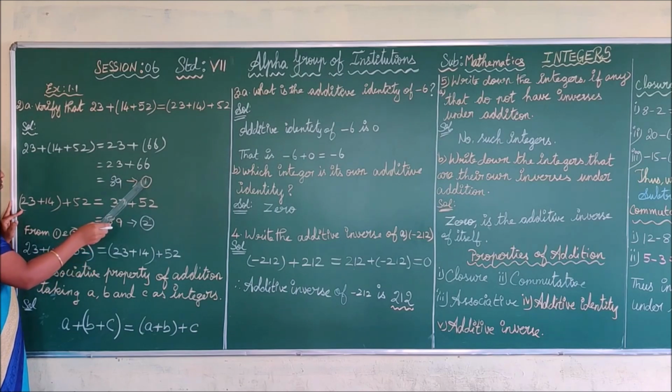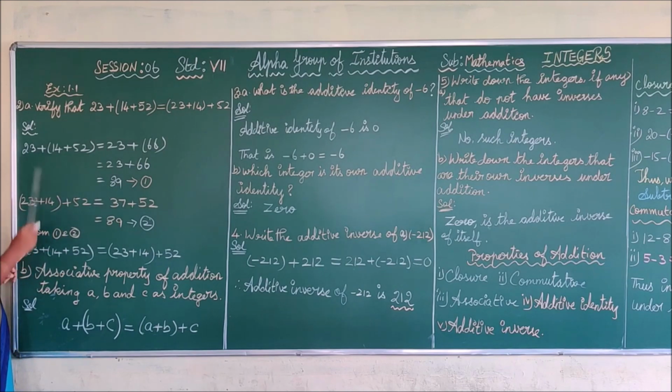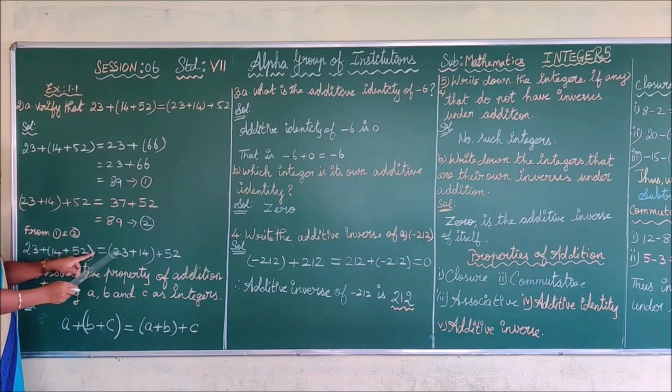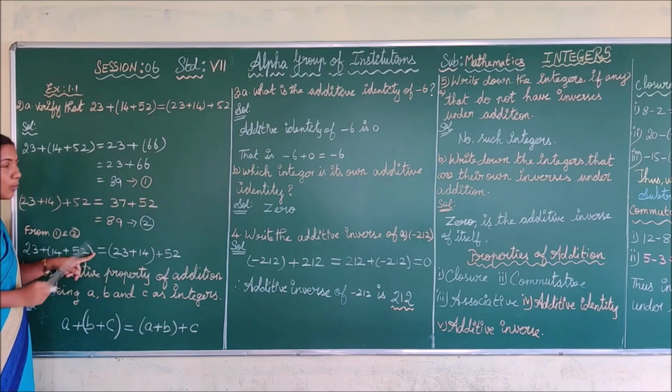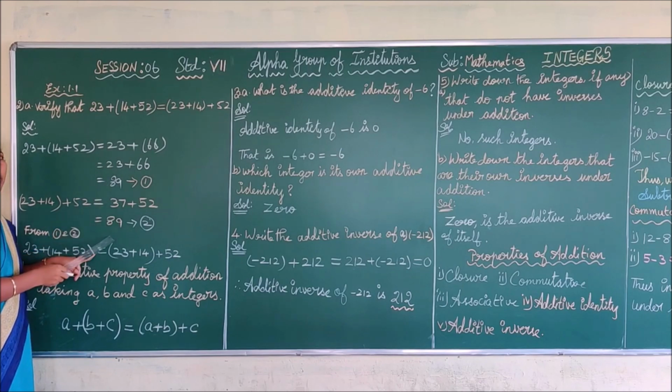By comparing equation 1 and 2, you get the same answer. So, you have to write 23 plus (14 plus 52) is equal to (23 plus 14) plus 52 is verified. Suppose if you get a different answer, here you have to write the symbol not equal. It's clear? See the next one.